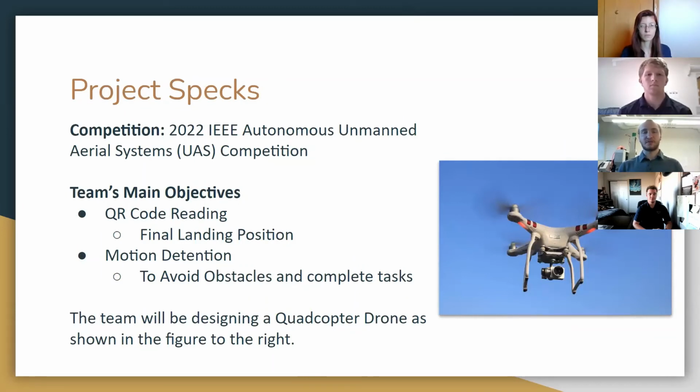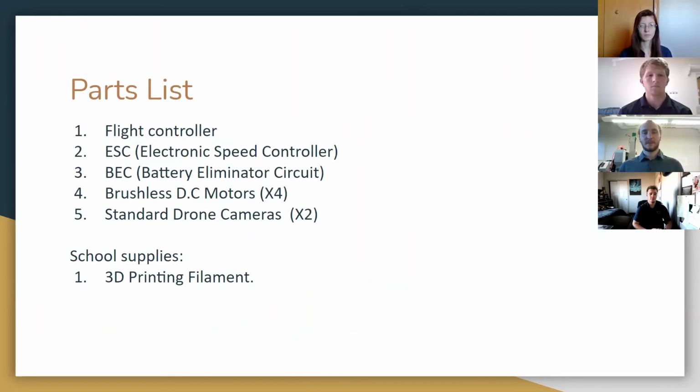For the mechatronics project, we've chosen the 2022 IEEE Autonomous Unmanned Aerial Systems Competition. The main goals for the mechatronics team, as this is the actual competition that UAS will be going to this year, the goals for the team for mechatronics class is going to be the QR code detection and reading, and then motion detection of an RC robot. And just a general parts list, we needed just the general parts for a drone: flight controller, speed controller, a battery circuit so we don't blow up any of the motors, and then just motors and a couple of cameras for detection.